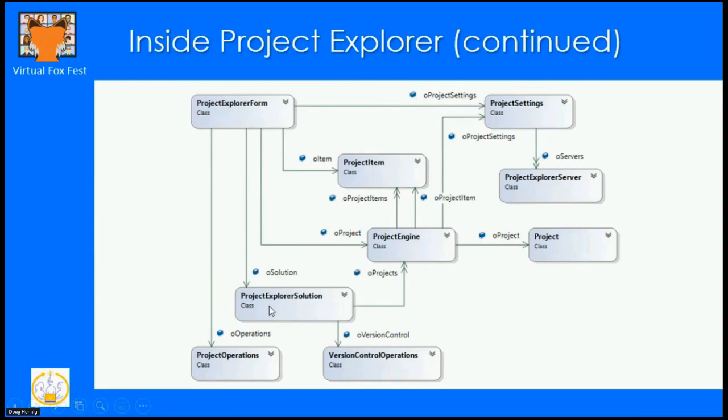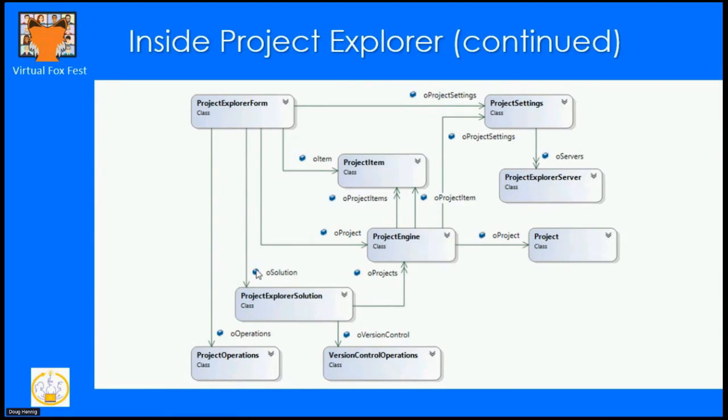The Project Explorer solution also has an O version control member. It's null if the solution is not under version control, but if it is, then it's going to be a subclass of version control operations, either Git control operation, Git operations, or Mercurial operations, depending on whether you're using Mercurial or Git. And finally, there is another member of the form, which is project operations. These are things like building, the things that you can do specifically with a project: building a project, modifying a file in that project, running a file in that project, and so on.